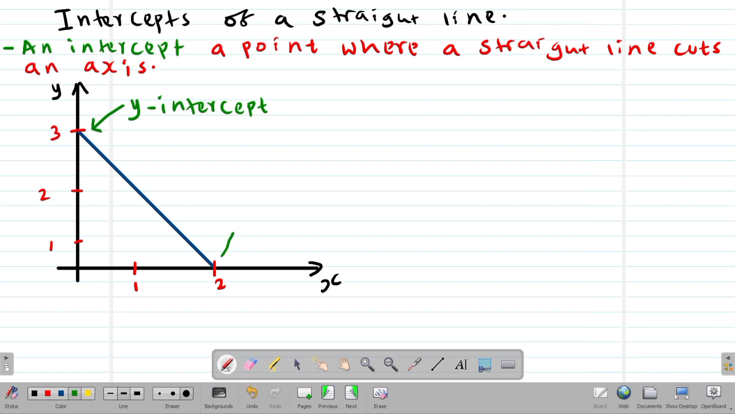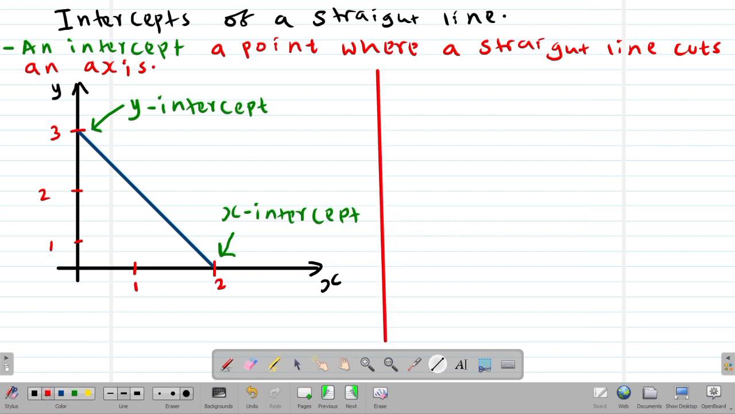Then this point here, we call it the x-intercept. That is a point where the line cuts the x-axis. Therefore, let's look at a few definitions.